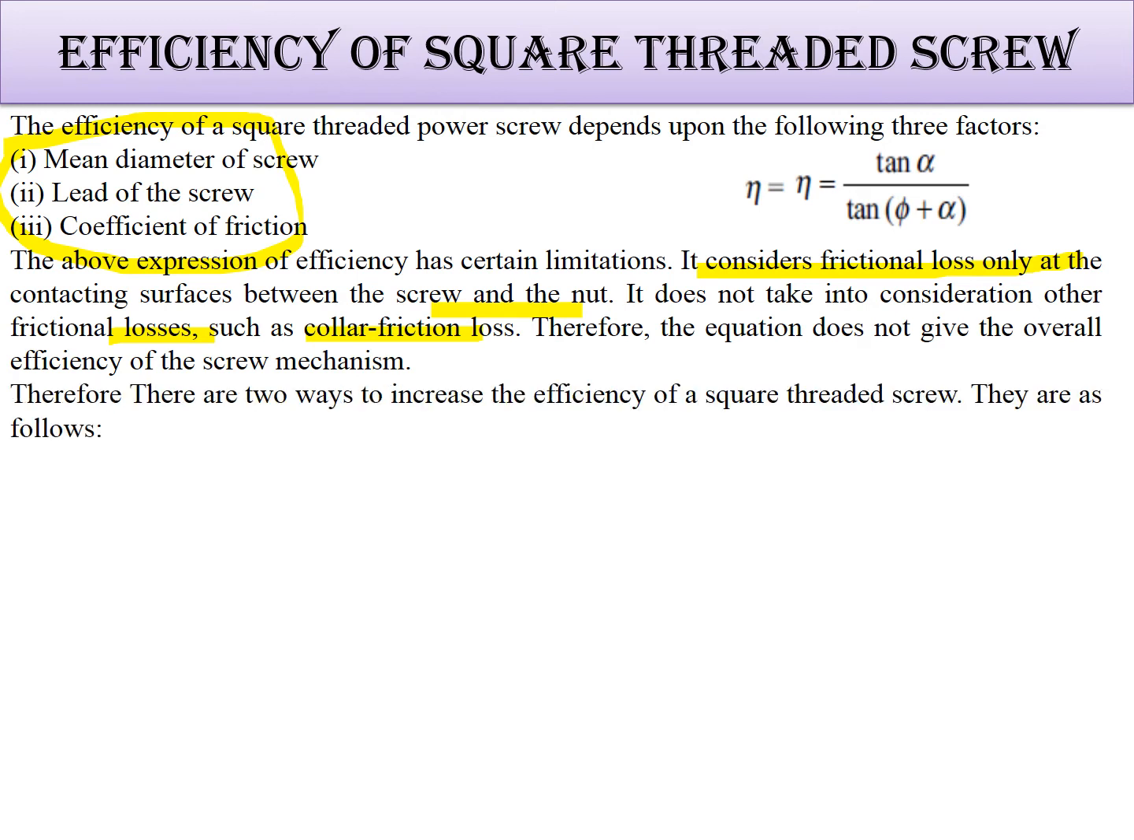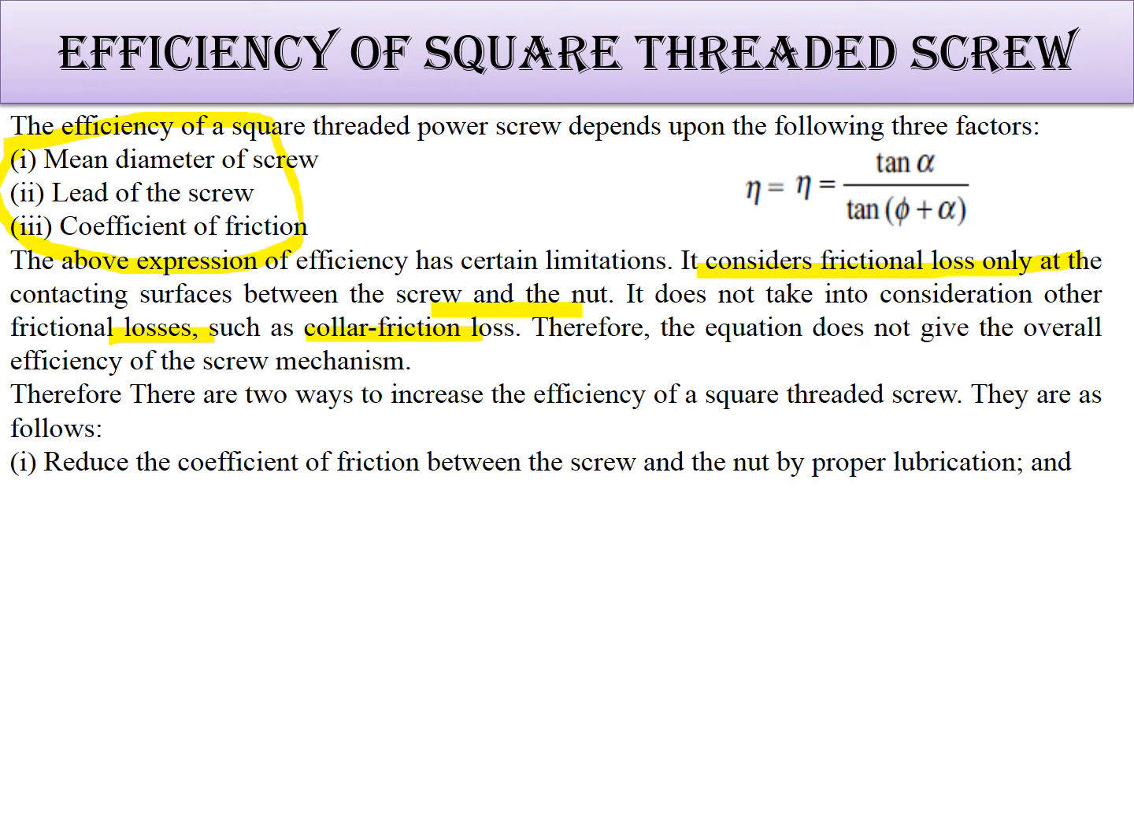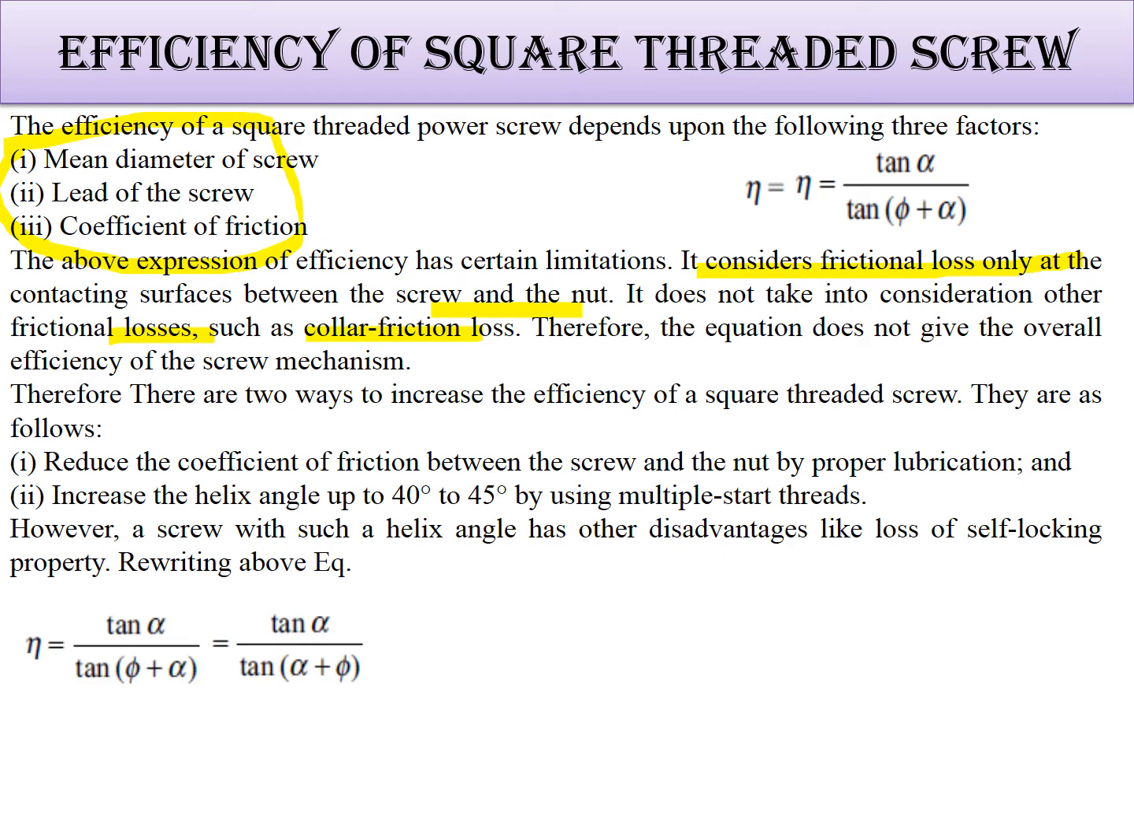So to change this equation or to increase the efficiency of square thread, two things we can do, that is reduce the coefficient of friction between the screw and the nut and increase the helix angle from 40 degree to 45 degree, or you can use multiple threads also. So like this we can change it.